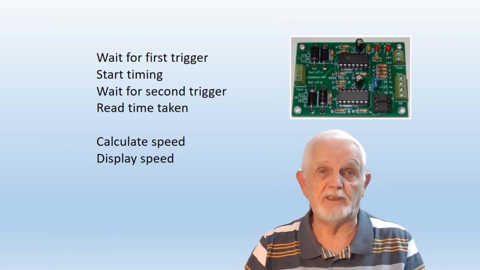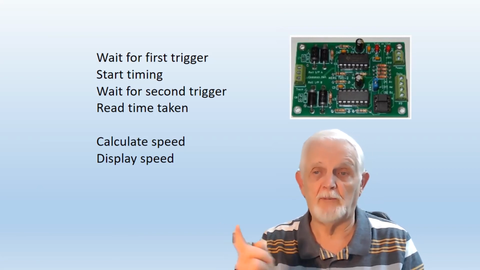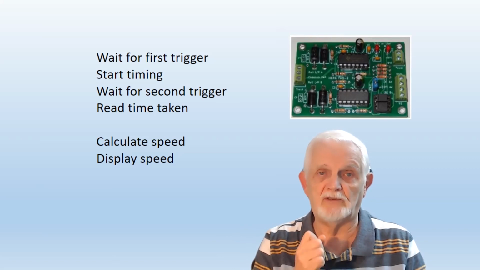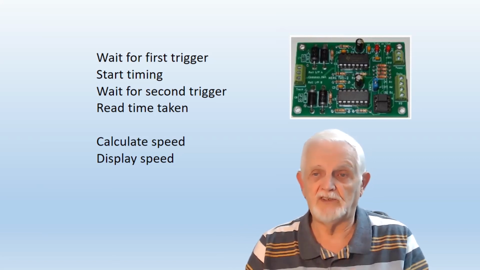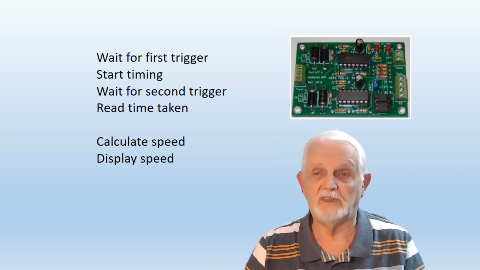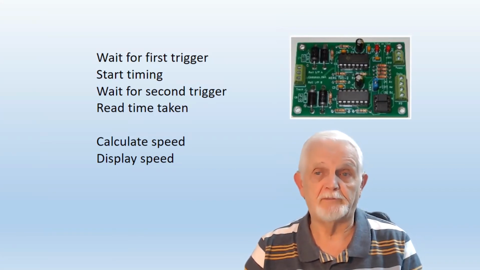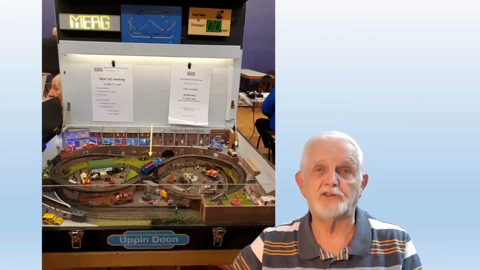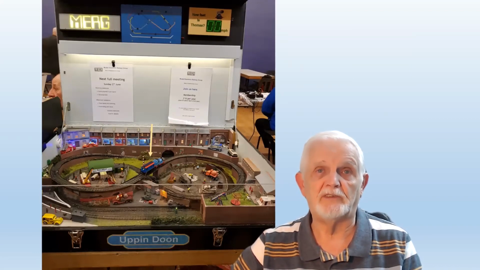And the code, as you see, is simply wait for the first time on the way around, start the timer, and then when the second time comes round and triggers it a second time, you measure the time taken. Simple as that. Calculate the speed and display the speed. In our particular case, we're using large alphanumeric displays up the top right of the layout there.